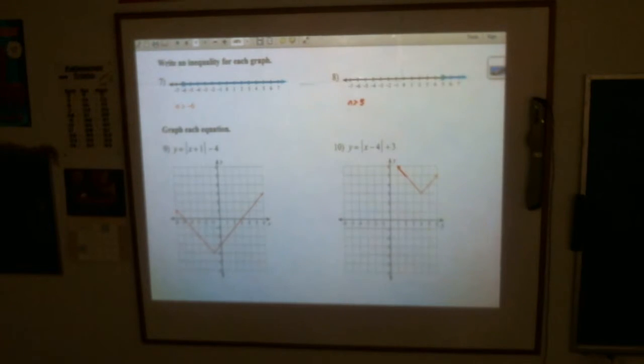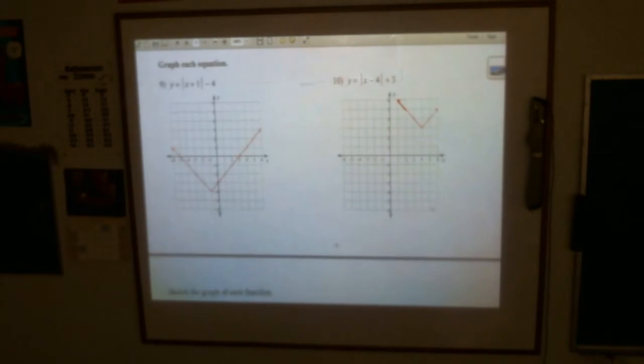Number 9, your vertex should be at -4, -1. It shoots off in all directions. It's a nice V shape because that's what all absolute values are. Number 10, vertex at 4, 3. Nice little V shape there.